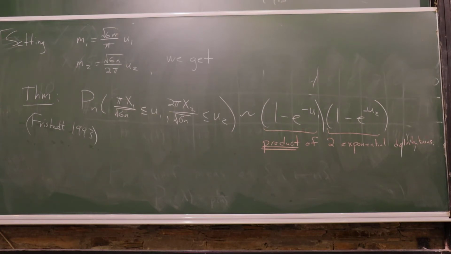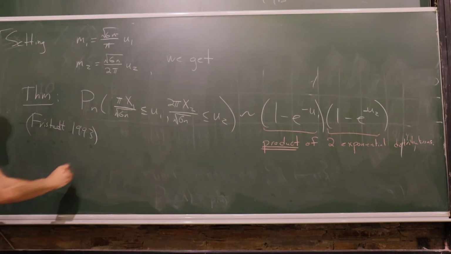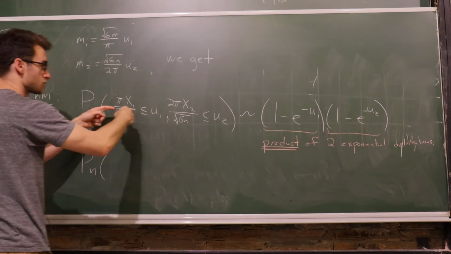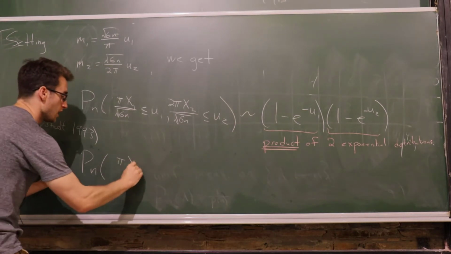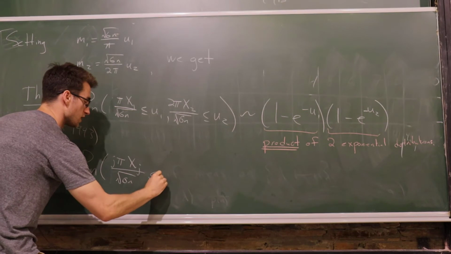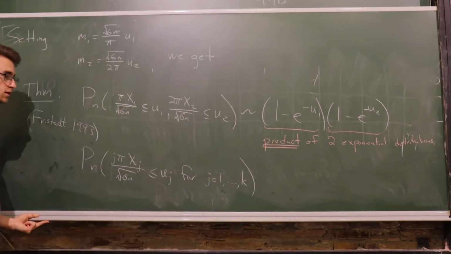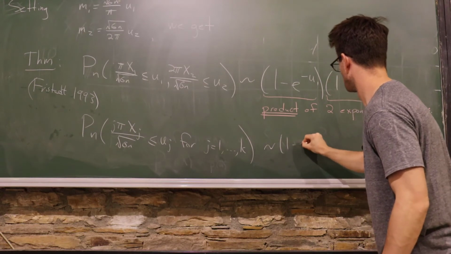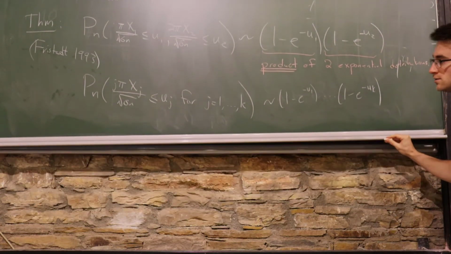And actually, before I do that, let me just tell you that you can do this with any number of these xk's. So first, prove the same thing with x1, x2, x3, etc., up to any xk. If you look at the probability that, say, j pi xj over root 6n is less than uj for j from 1 to k, then you get the product of all of these exponentials. And in fact, you can even let k depend on n.